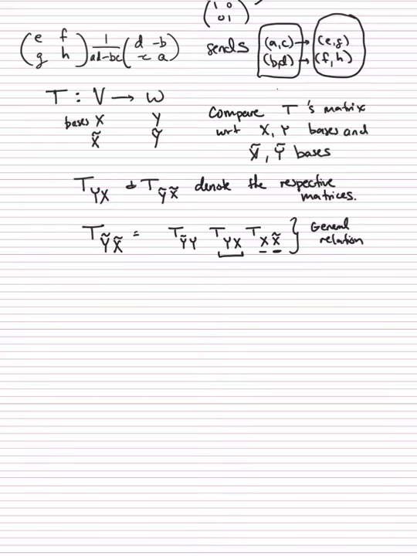Okay, so let's do an example as a sanity check so we can check that we have the right ordering for these matrices. So let's look at the transformation T, which goes from R2 to R2. I'll write it in the standard basis. It's going to be given by the matrix 2, 1, 1, 2 from the homework.